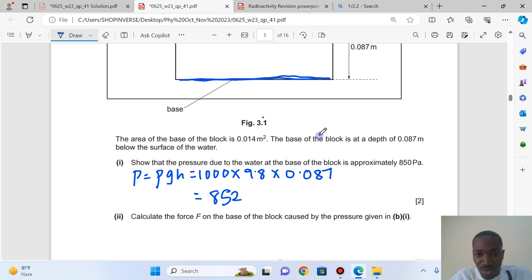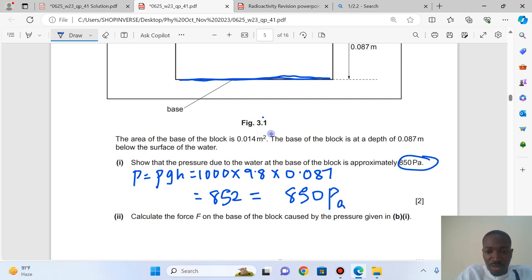852. All our values are written to two significant figures, so you write our answer to two significant figures. 850 Newton per meter square, Pascal. 850 Pascal.